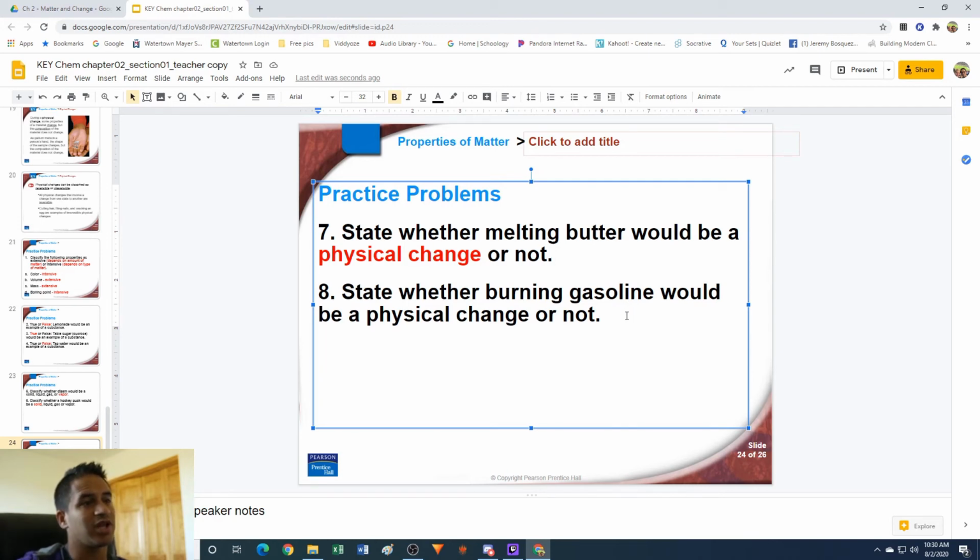Number 8, state whether burning gasoline would be a physical change or not. Okay, so this one's a little bit tricky. If you take gasoline and you burn it, obviously gasoline is flammable, so it's going to go up in flames. Let's just imagine you have a little cup of gasoline, okay? You light it on fire, it goes up in flames. Is there gasoline left over? No, right? It's going to be gone. Have you taken that gasoline and just turned it into a gas, right?